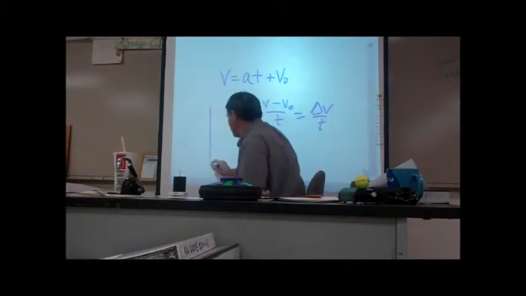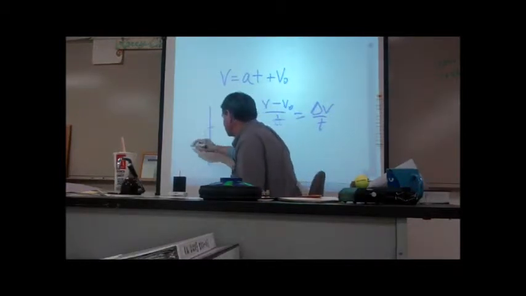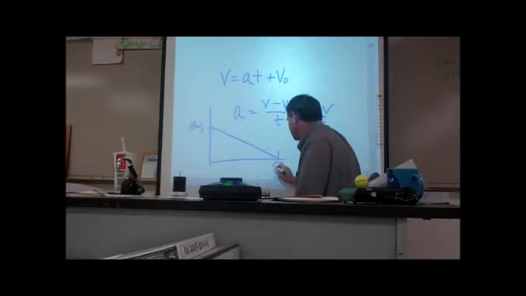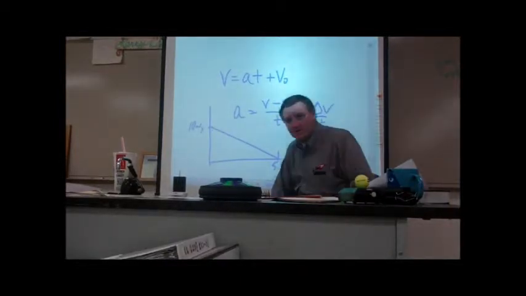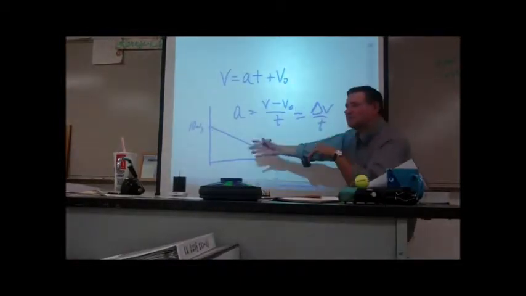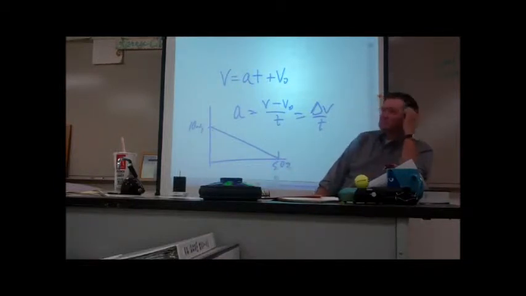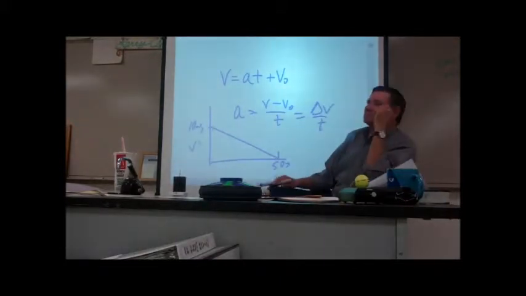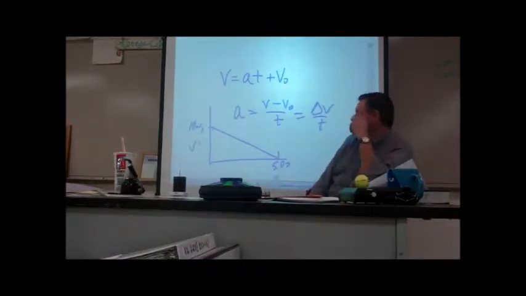Let's say that you have a velocity time graph that starts up here at, say, 10 meters per second, and it comes down like this, and let's say that that's 5 seconds. Okay? So, Rosie, could you find the slope of that line? And if this is the velocity time graph, what would that slope represent? Acceleration. Now, how would you find the slope of that line? First off, is it going to be positive or negative? Negative. Okay?